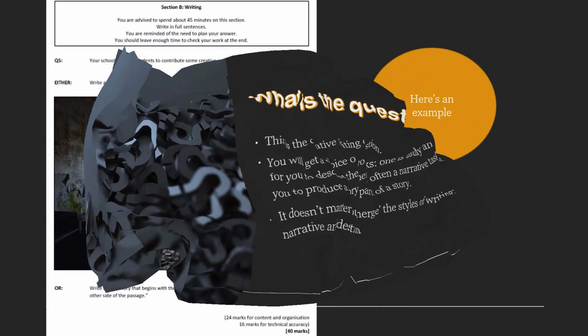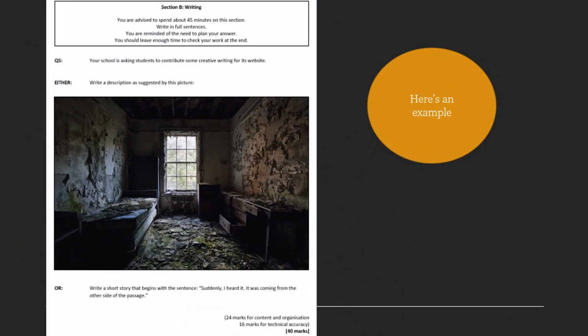So this is an example of what it would look like. It advises you to spend 45 minutes at the start and write in full sentences, and you're reminded of the need to plan. You absolutely should plan your answer, and you should leave yourself some time at the end. So maybe have sort of 5 minutes planning, 35 minutes or so to write, and then 5 minutes at the end to read back through. And you'll be given a choice. One will be a description inspired by a story, and the other one might be a story opening, or write a story where something happens, or write a story with a particular title.